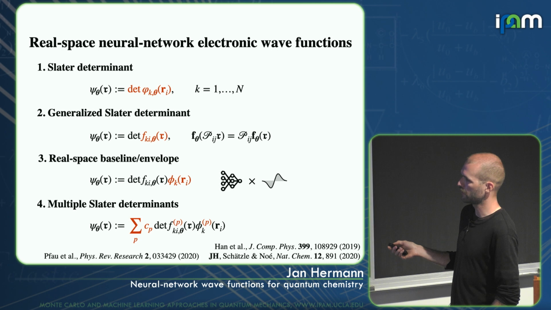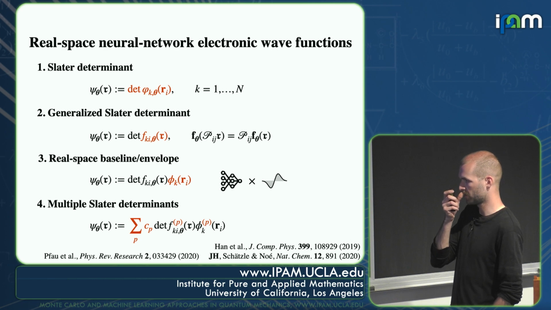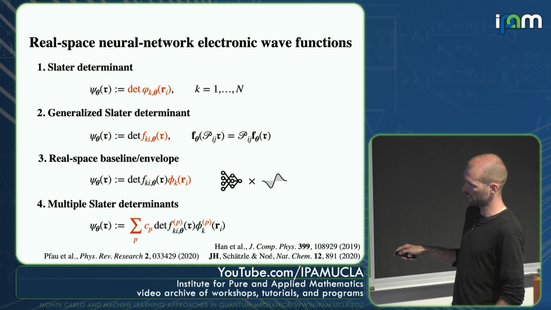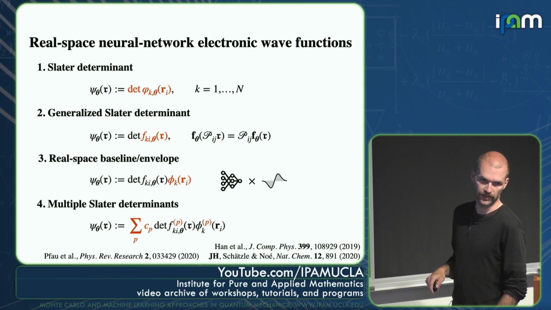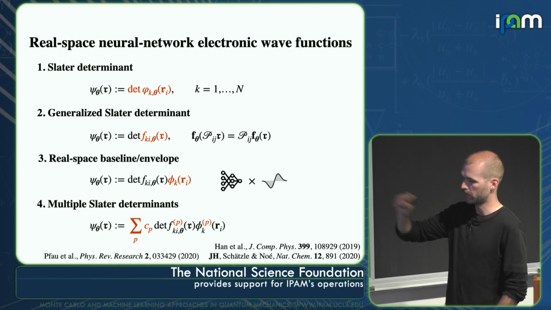Then the next step is, okay, you say, well, neural networks might output arbitrary things, and that might make things unstable, at least initially in training. And so you multiply essentially your neural network by some sort of envelope that enforces at least qualitatively the right structure of the wave function, right?